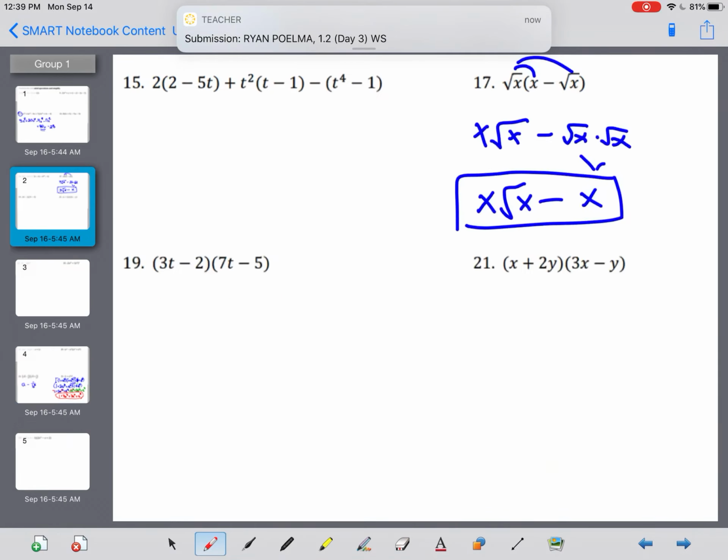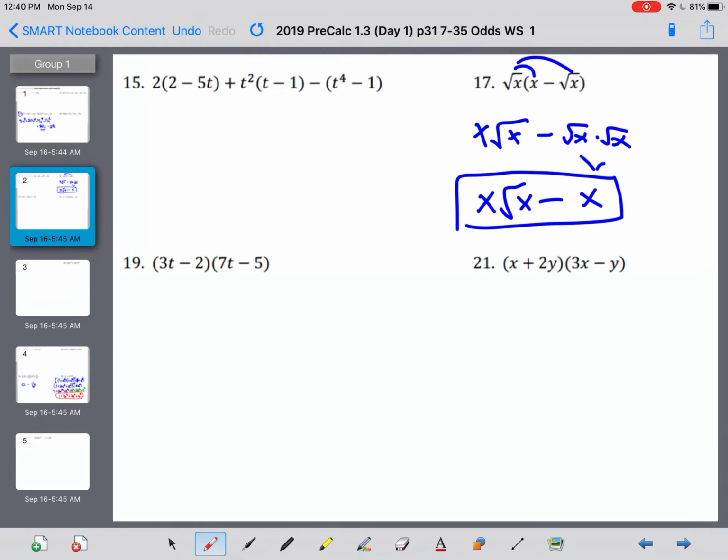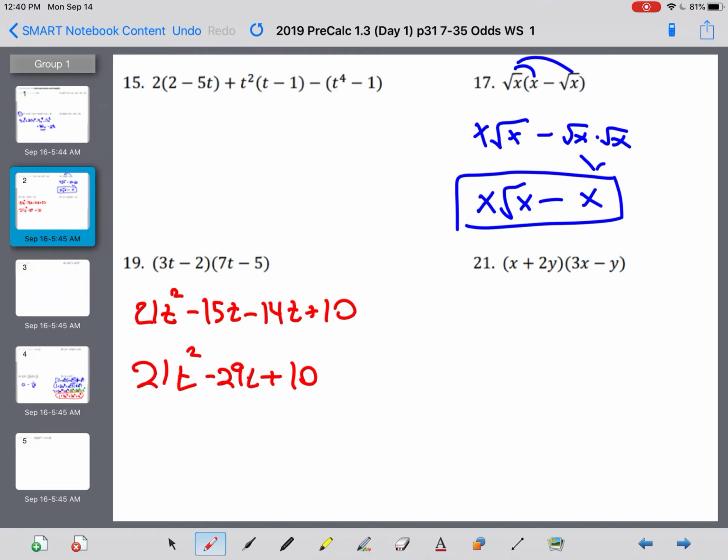Number 19, I get the plain old FOIL here. So when I FOIL, first times first is 21t squared. Outsides, I get negative 15t. Insides, I get negative 14t. And last times last, I get plus 10. Now the 21t squared is the only t squared term. The plus 10 is the only constant term, but these two combine to get negative 29t.